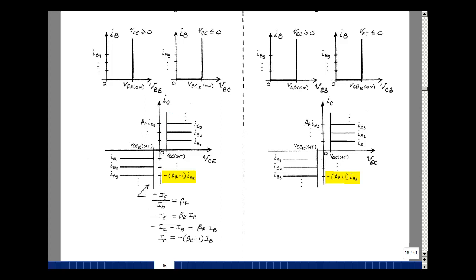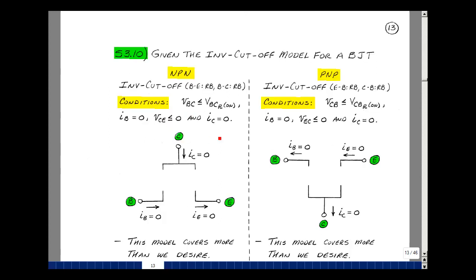Let's go back and do the modeling. These are all the conditions we just described. Can we build a model that covers all of these? Well, no, we can cover some of those. Cases of no current are pretty easy. They're simply open circuits. Our base current, our collector current, and emitter current are all 0.